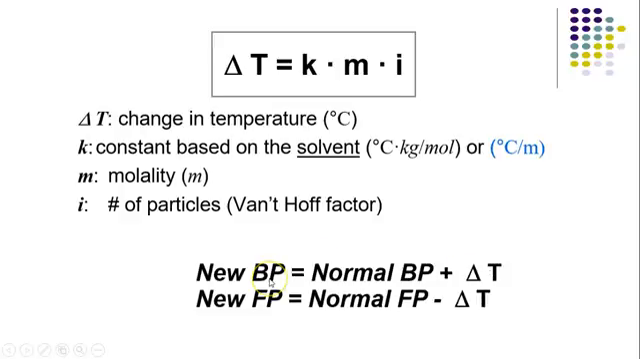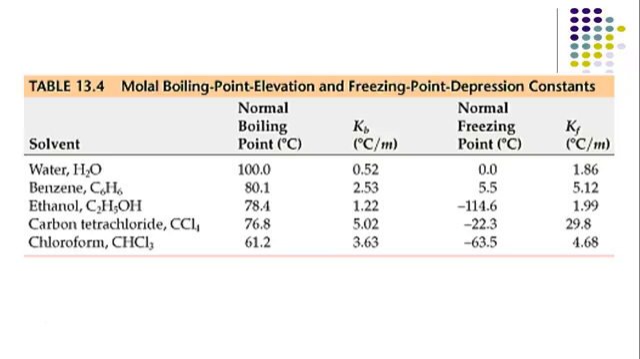The freezing point, a little bit different. The new freezing point is going to equal what the normal freezing point is minus the change in temperature, because freezing point is depressed when you add a solute. And you can find a table in your textbook. This is another version where you can find a bunch of solvents, their normal boiling points, their normal freezing points, and their constants. Okay, how much they change by per molality.